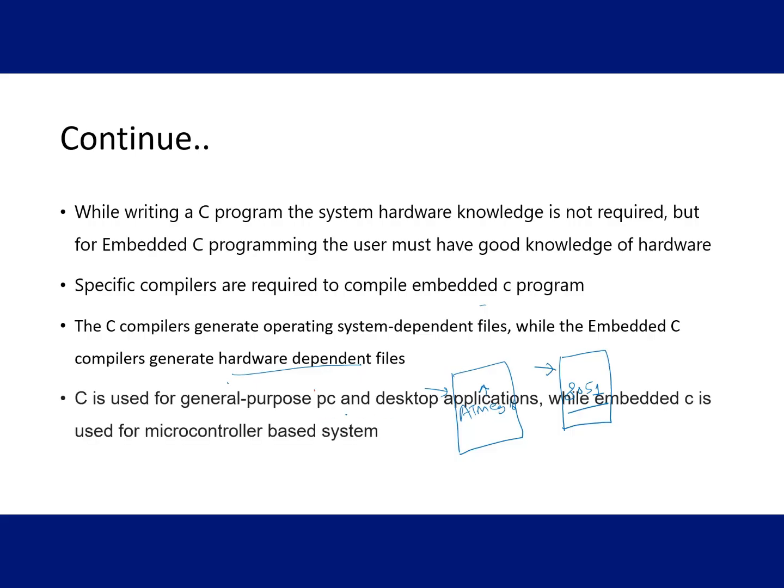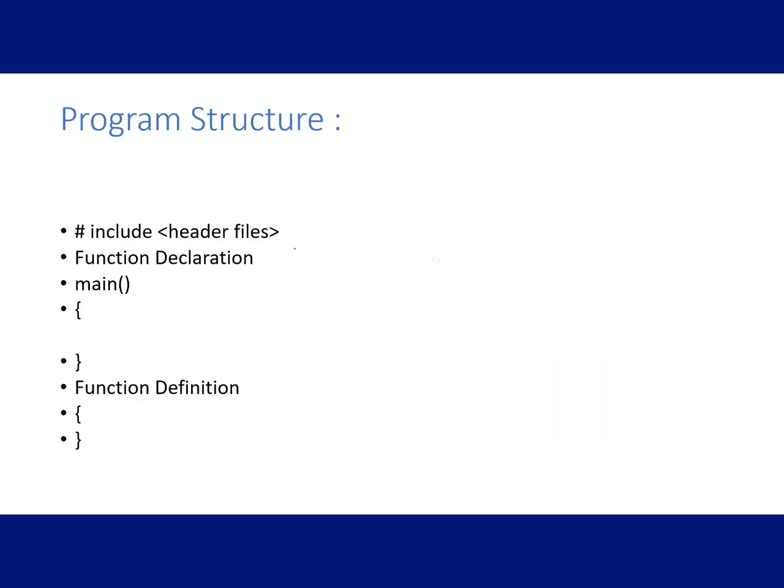C is used for general purpose PC and desktop based applications, while embedded C is used for specific applications. For example, robotics, UAV, etc., where the number of tasks or operations is limited. And these applications are based on microcontrollers. So based on the application, C is used for general purpose applications, while embedded C is used for specific applications.